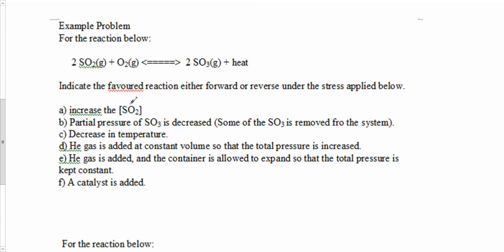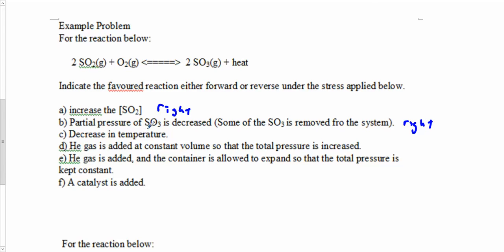So the first thing is, if I increase SO2, so if I dump some more SO2 into this reaction vessel, it will not like that, and it will want to use up that extra SO2. And if it uses up this SO2, the reaction will shift to the right to use up the SO2. If I take out, or if I decrease the pressure of SO3, so this is going down. Does this system like it? No. What's it going to do to compensate? It's going to try to make this go back up, so it will once again shift right.